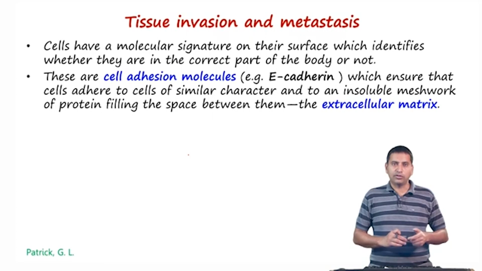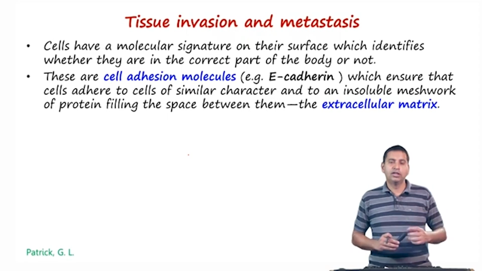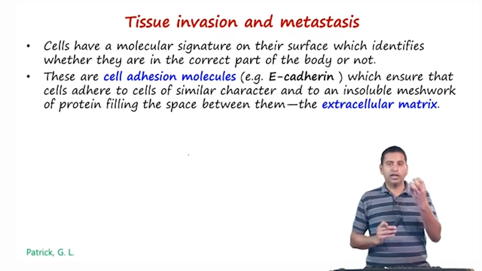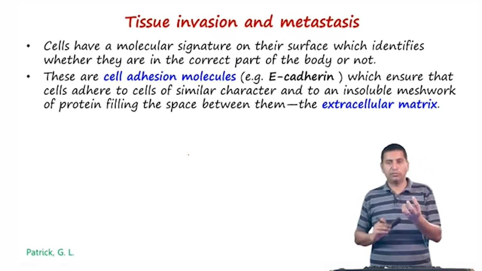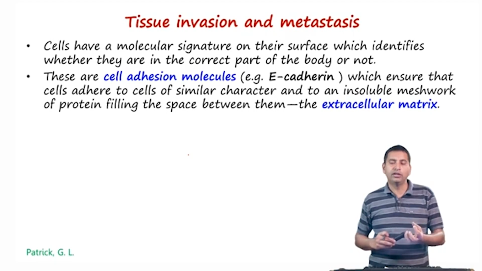So, in this process, there are a number of cellular changes that need to occur. Cells have a molecular signature on their surface which identifies whether they are in the correct part of the body or not. Like we discussed earlier, if a muscle cell escapes and gets to another part of the body, then the immune system is able to recognize it. There are molecules known as cell adhesion molecules, or E-cadherin, which ensure this occurs.